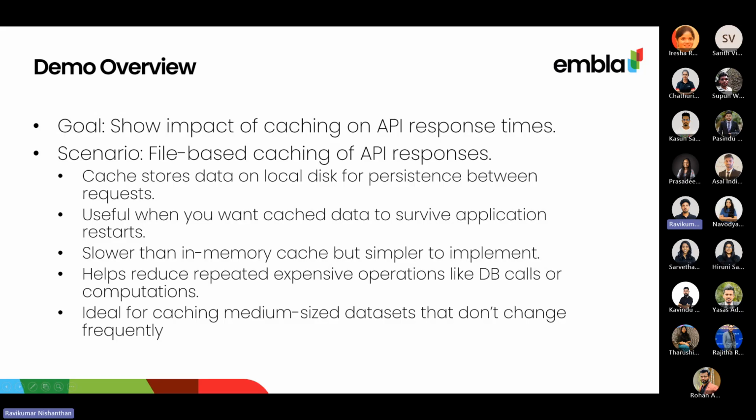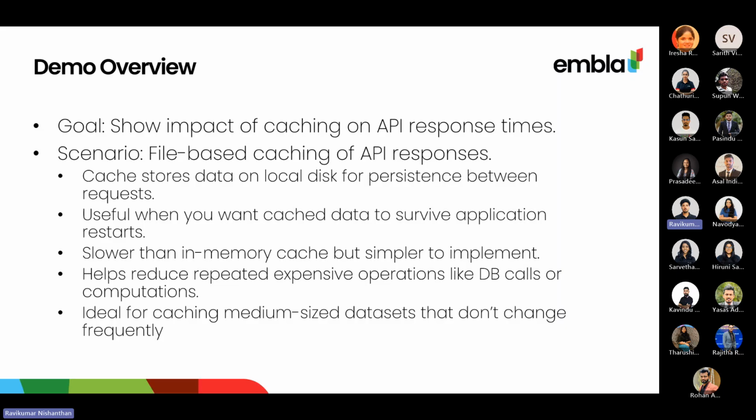So for the demonstration, my goal is to show how caching can impact API response times by avoiding repeated work. We'll focus on file-based caching of API responses, where the cache data is saved to a local disk. This means that even if the application is restarted, the cache data remains available for faster retrieval. Actually, file-based caching is slower than in-memory caching since it's reading and writing to disk, so it takes more time. But it's simpler to implement and useful when application restarts or some other requirements are needed.